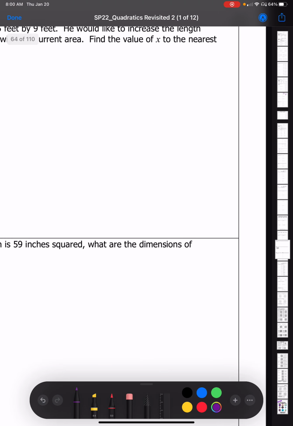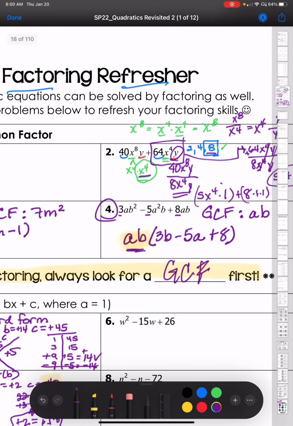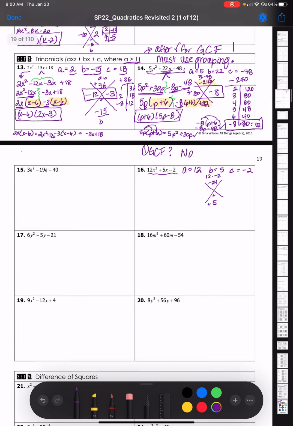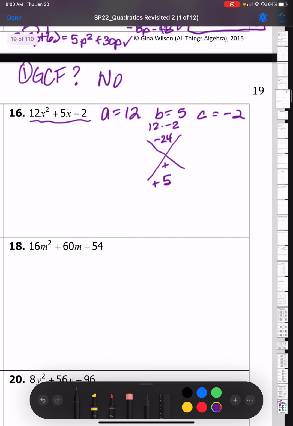Once again, since we know we're multiplying to get a negative number and adding to get a positive number, we're going to have one of each. We're going to have a negative and a positive, and the larger number is going to be our positive because we want to add to have a positive number. So we have 1 and 24, 2 and 12, 3 and 8, 4 and 6, and then they start to repeat.